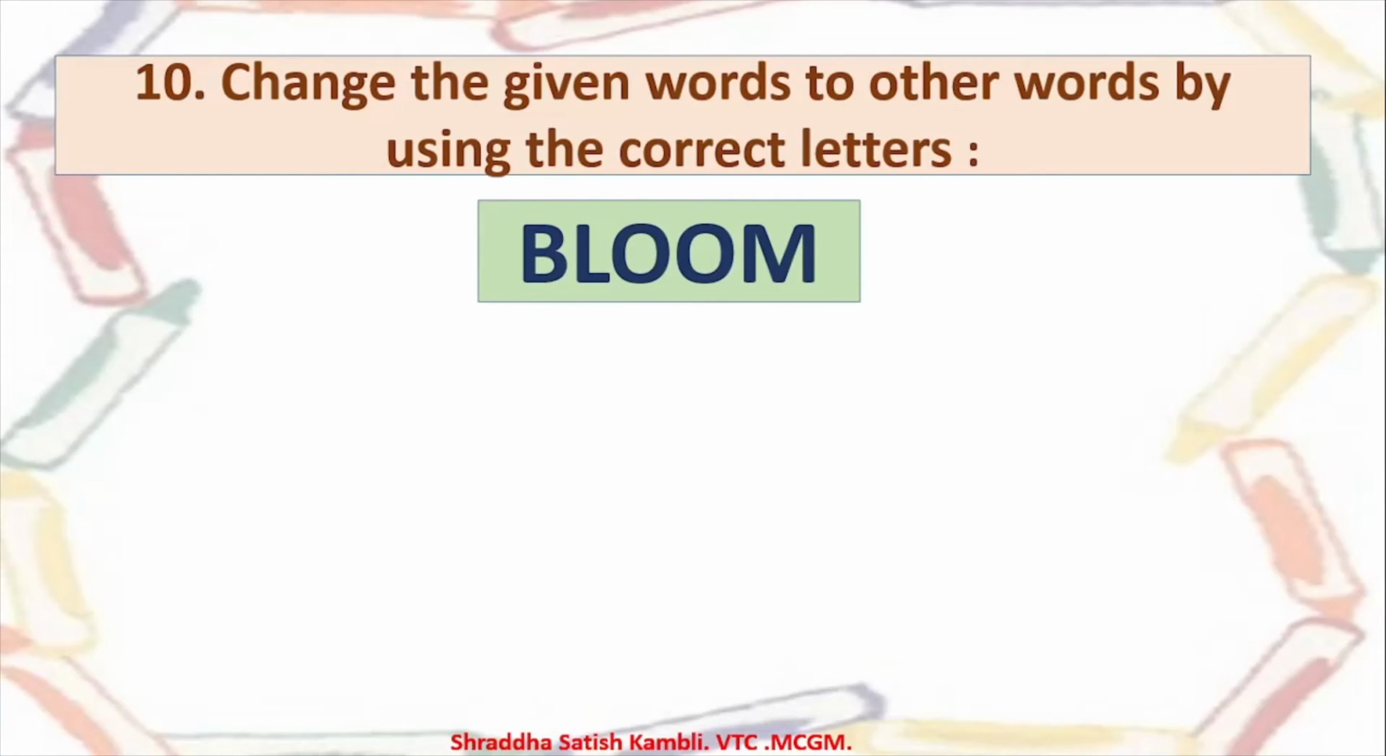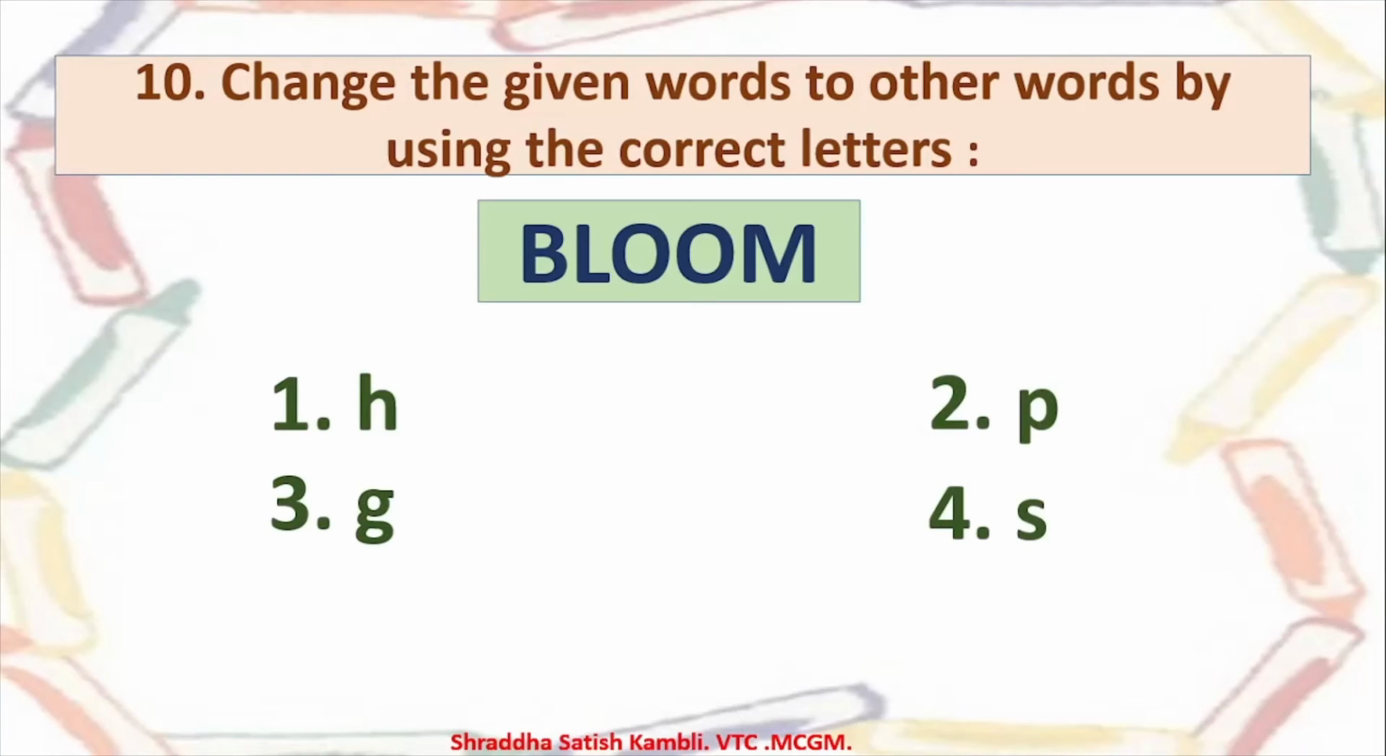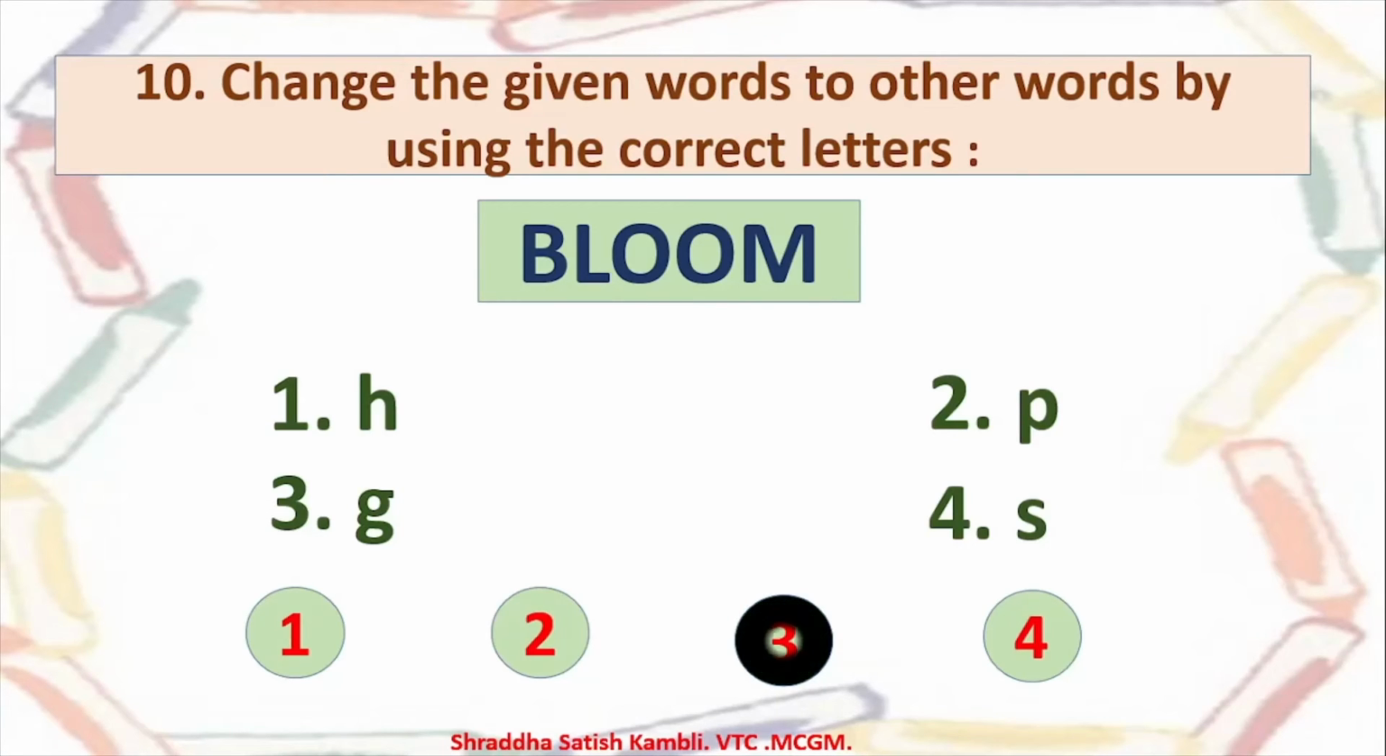So the next question, question number 10, is the word bloom. So let's see which letter you will replace in order to make bloom into a new word. So will it be H, P, G or S? So option number 1, 2, 3 or 4? It will be option number 3, and the new word will be G-L-O-O-M, gloom. Alright, so you changed bloom to gloom by replacing B with G.